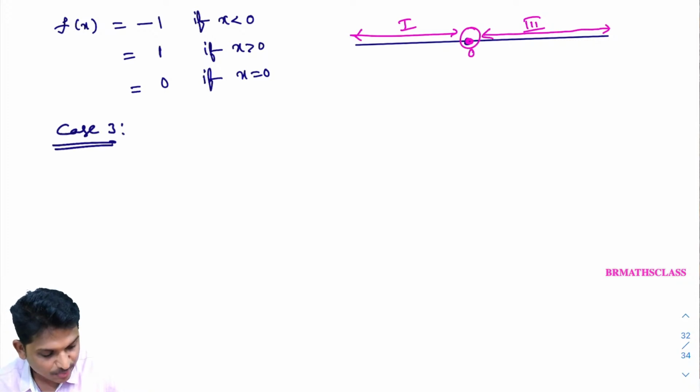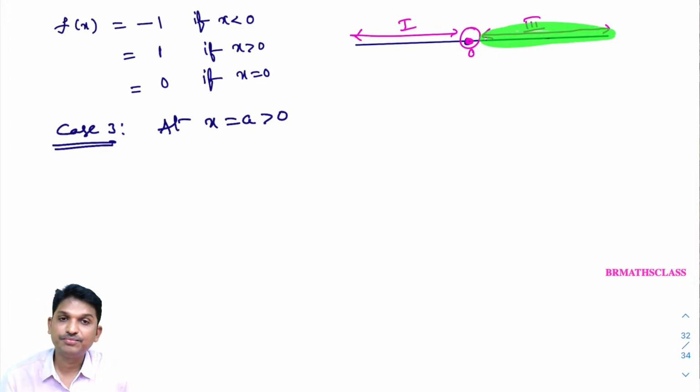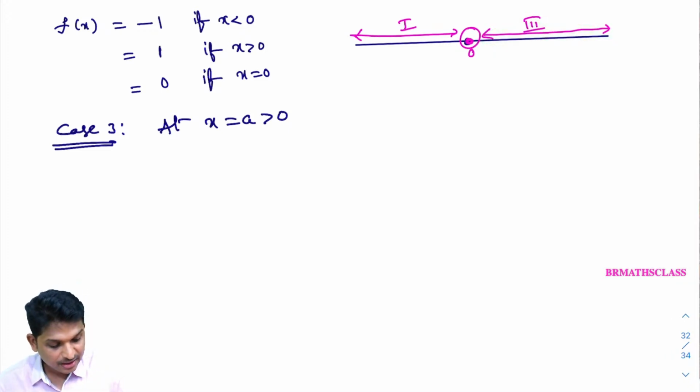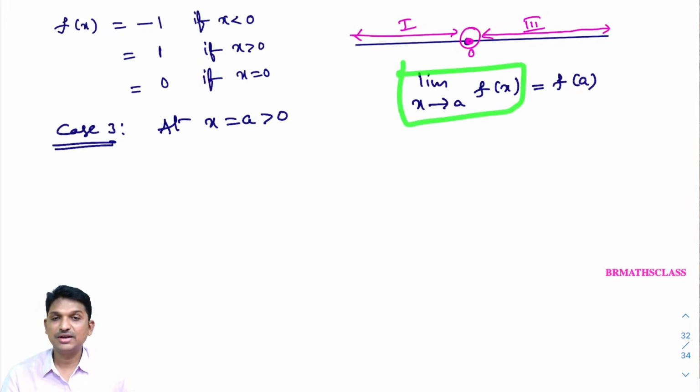Case 3. What is case 3? At x equal to a, where the value is greater than 0. I am checking the continuity of the function in this zone. So for that, the hero of this story, as usual: limit x approaches a of f of x equal to f of a. Then we say that this function is continuous at x equal to a. So first I'll calculate this one, next I'll calculate this one, and later I'll check whether both are equal or not.